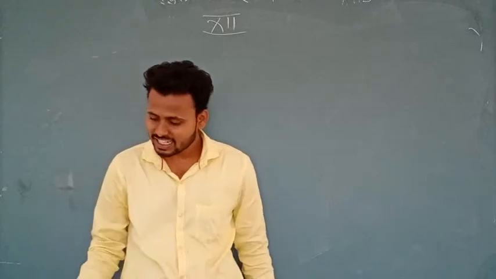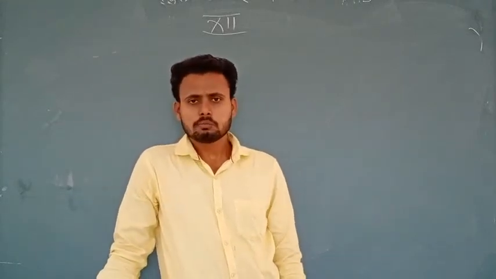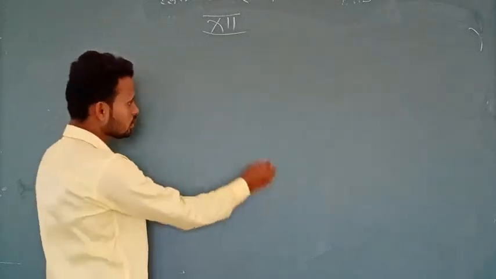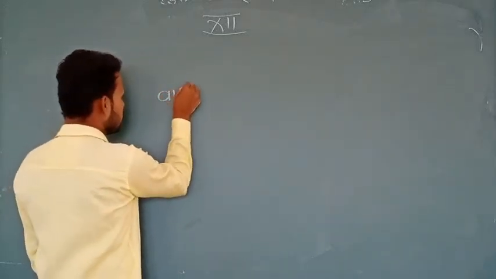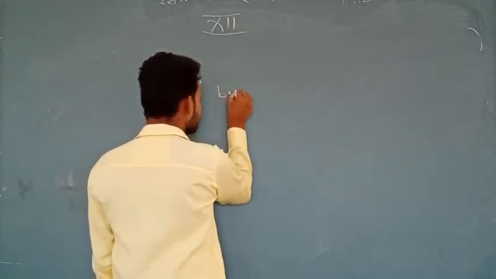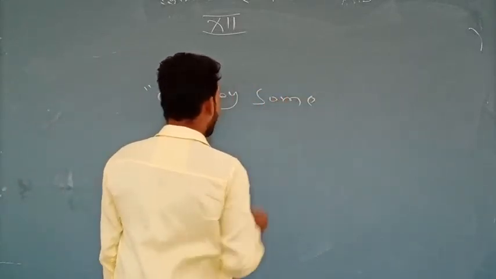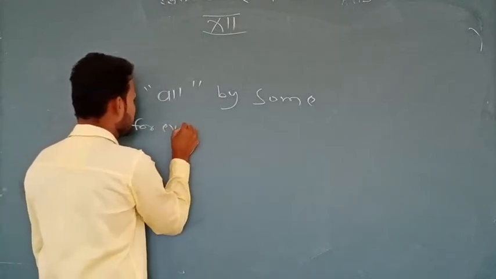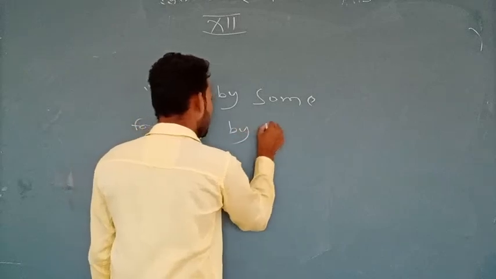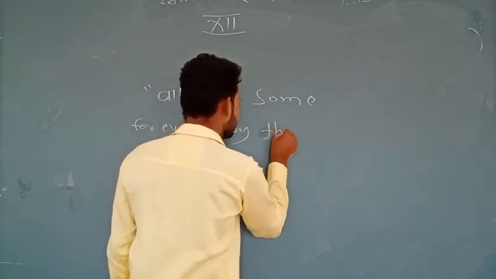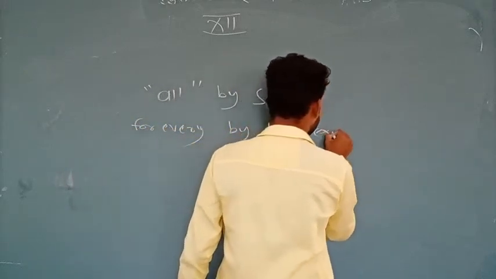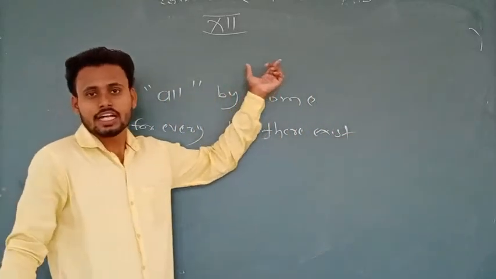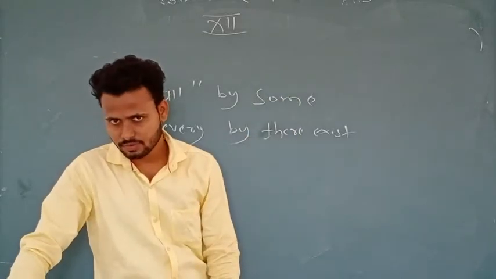Our next point is negation of quantified statement. While forming the negation of a quantified statement, we replace the word all by some, and for every by there exist, and vice versa.